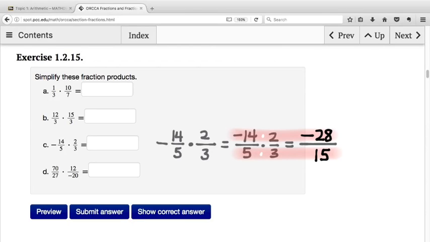Is the numerator negative because it's the bigger number? How do I know that the number in the numerator should be negative 28? Where did this negative 28 come from? Because the negative is attached to the 14. Yeah, exactly. It came from multiplying a negative times the positive. Next question: is the fraction negative 28 over 15 being written as simply as possible? Or is there a simpler way to write the fraction negative 28 over 15?